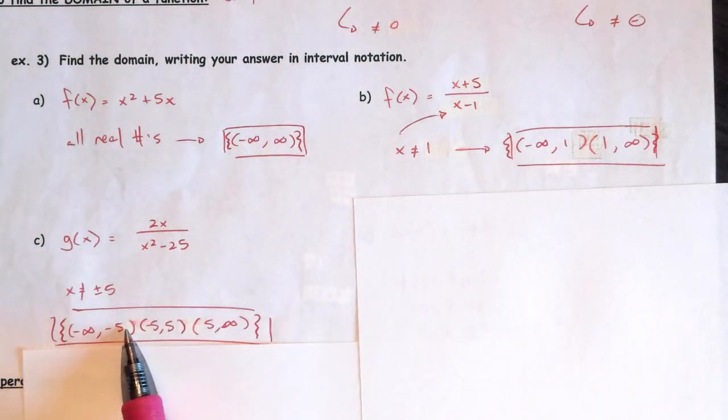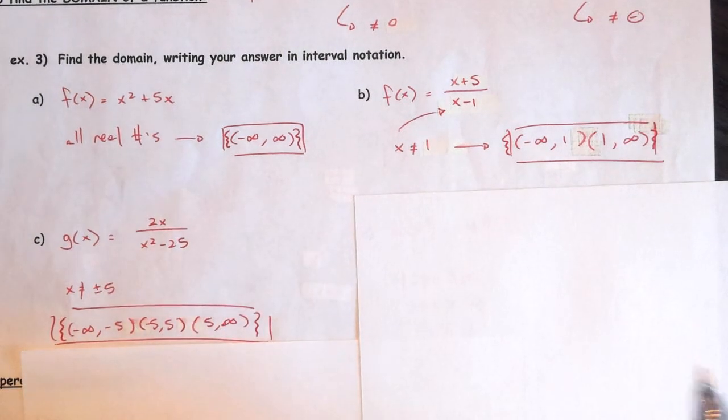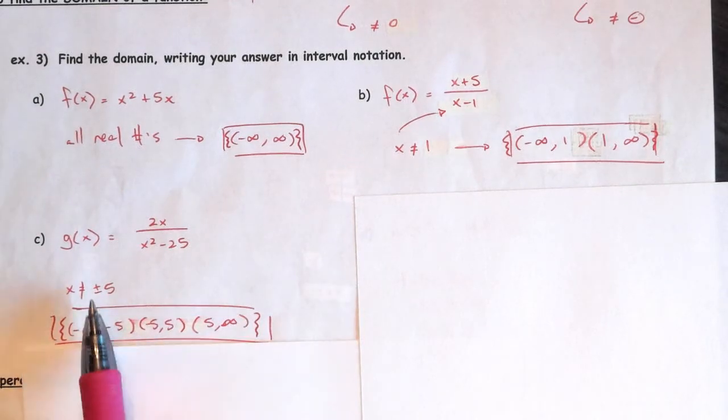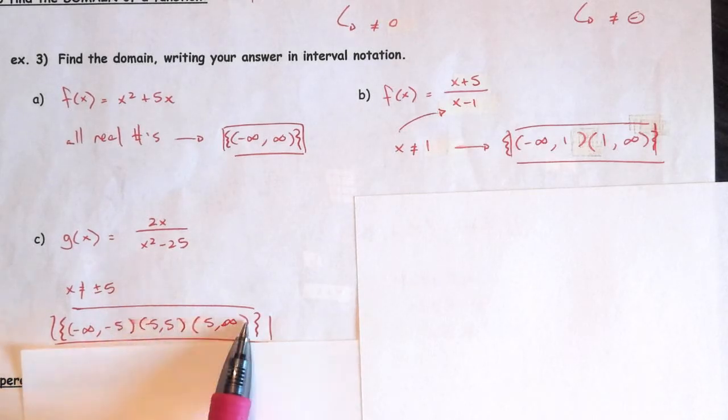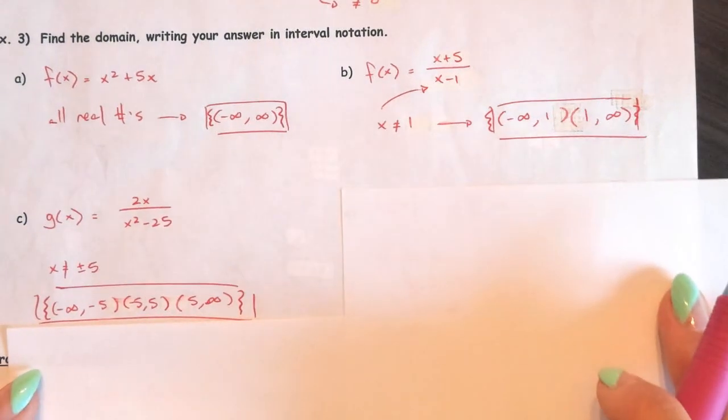Negative infinity to negative 5, skip over. Negative 5 to 5, skip over 5. 5 to positive infinity. I know this seems like a lot of work compared to this, but I need you to know interval notation. You need to know this for calculus, for IB math, for, I forgot what else, but you need to know interval notation, okay?